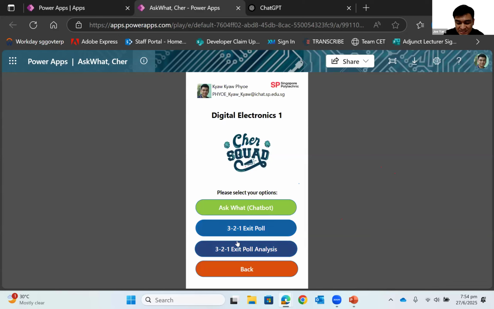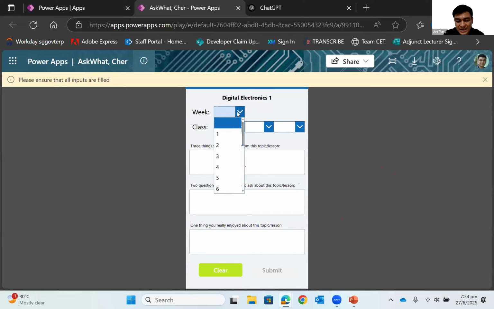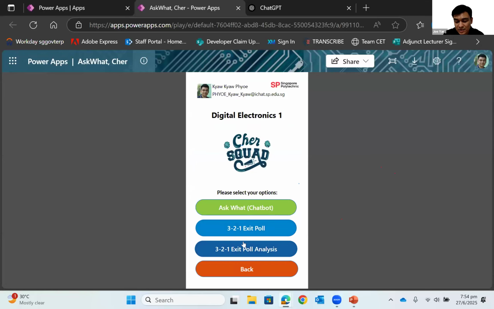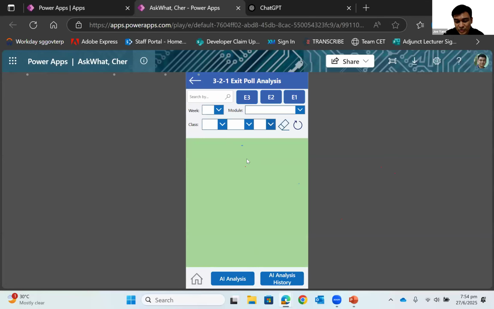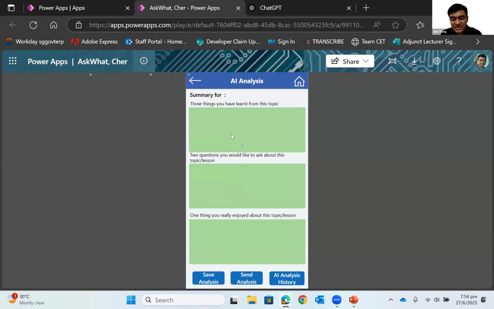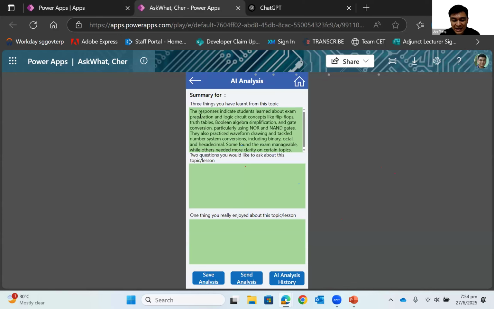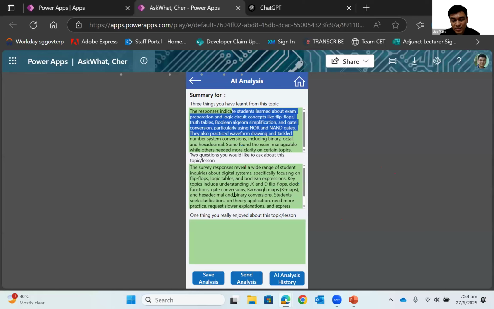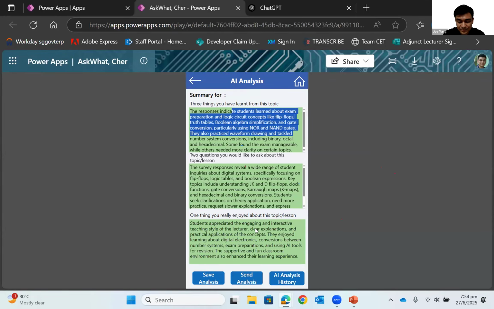Okay. Next, we have this 3-to-1 poll analysis. Every week, every lesson, we ask students to key in feedback for the particular session of the lectures. So we use these analysis tools to analyze. For example, I use an AI analysis tool. It helps me analyze, from a particular class, what the students learned, what the students disliked about the topic, and what the students enjoyed about the topics. So normally we use the AI tool to analyze it.